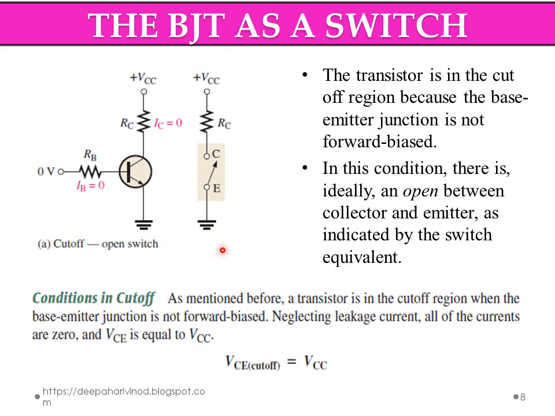The transistor is in the cutoff condition. As mentioned, a transistor is in the cutoff region when the base emitter junction is not forward biased. In the sense, it is reverse biased. Neglecting the leakage currents, all the currents will be 0 and VCE, that is collector to emitter voltage, will be equal to this voltage, that is VCC. So VCE cutoff equals VCC.